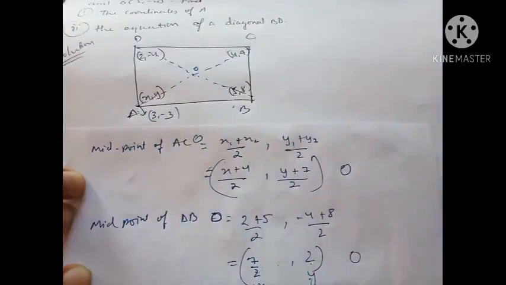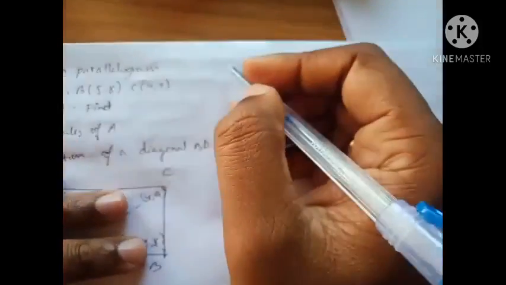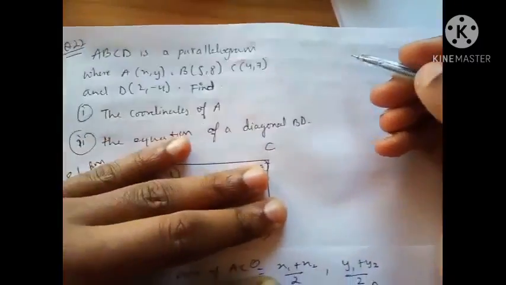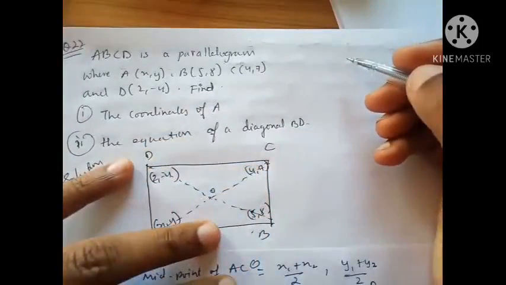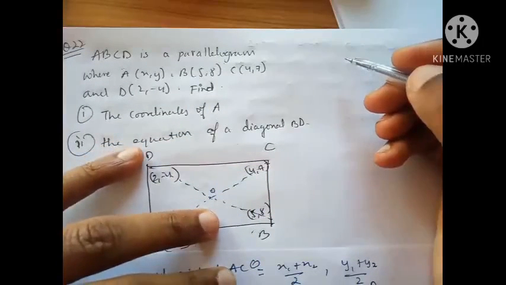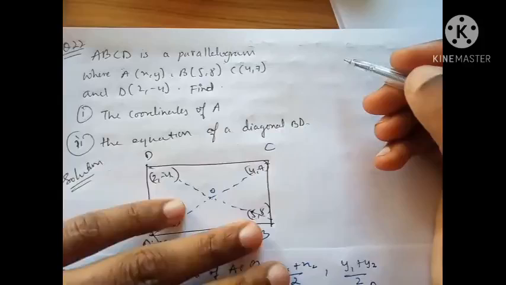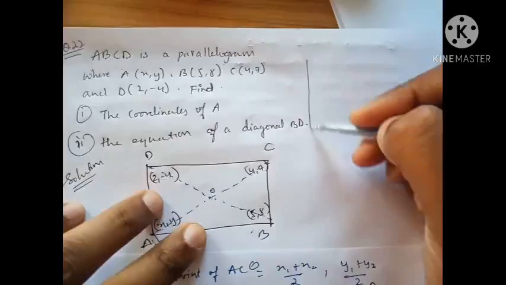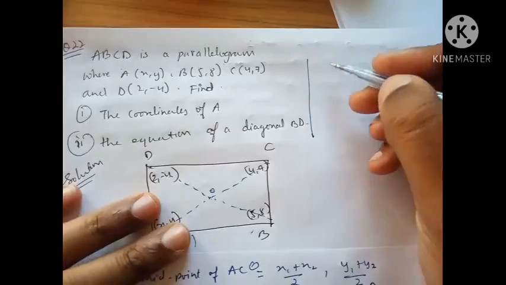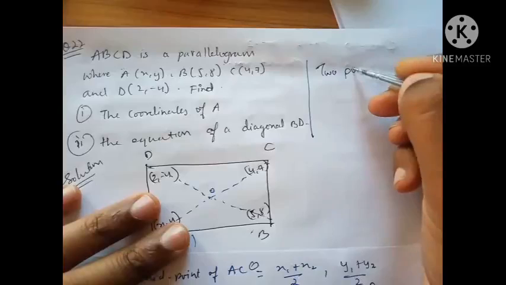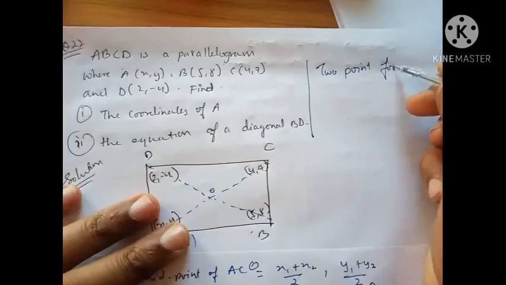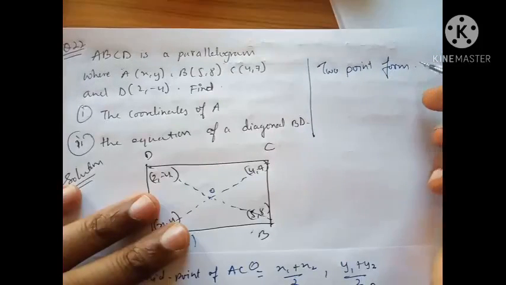Okay. So now what do we have to do? We'll be finding the second part. What does the second part have to offer us? The second part says the equation of diagonal BD. B and D are 2 points. So we'll be using the 2-point form. What is the formula for the 2-point form?